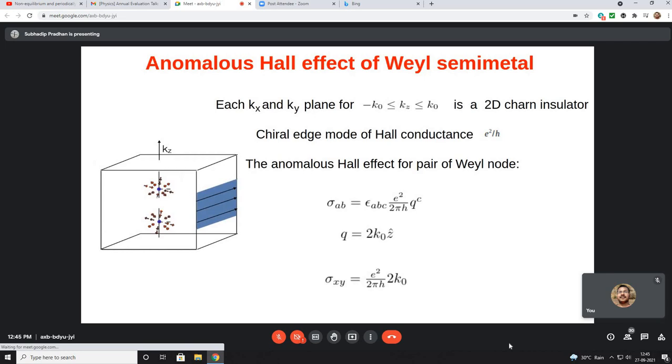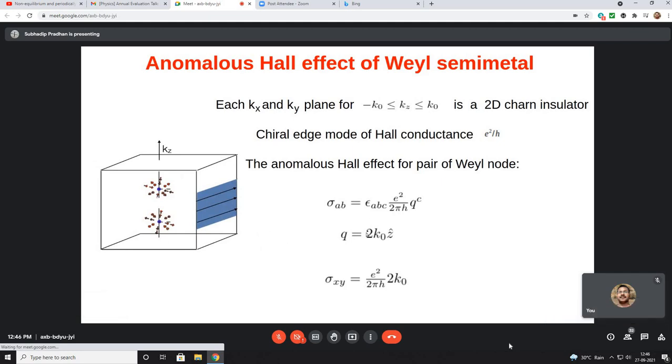So as I told before, if I have two Weyl nodes along the kz direction at plus K0 and minus K0, then between these two Weyl nodes, the kx-ky plane can be thought of as a 2D Chern insulator, because between these two Weyl nodes this plane has Chern number 1 and all other planes have Chern number 0. So between these two points, the planes are a Chern insulator, and they have a chiral edge mode of Hall conductance e squared by h. So we can say that between these two points, there is an anomalous Hall effect for this pair of Weyl nodes.